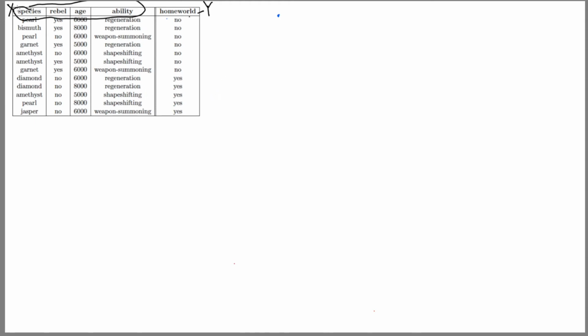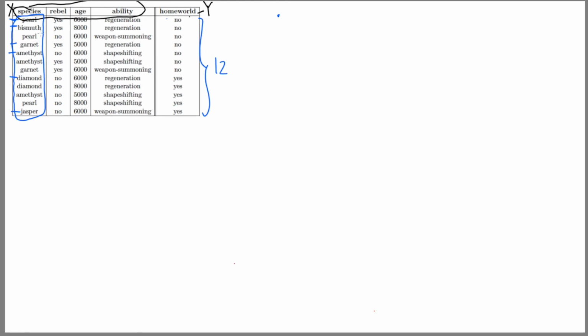So just by looking at this, if you look at species, it looks like a pretty terrible attribute. The reason is we have pearl, bismuth, garnet, amethyst, diamond, and jasper. Is that all of them? Right, so we have 6 values. This is a data set with 12 observations, and for the species attribute, you have 6 possible values. That's not a great thing to have, because it's really not enough data points to be able to do much with this information.